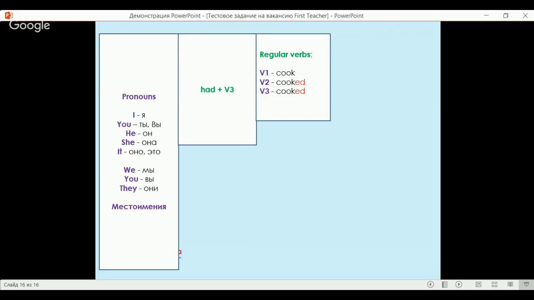Verb can be regular, for example, cook, cooked, cooked, or can be irregular. And you can find them in the list of irregular verbs. So it's very long, but we all know that not all verbs are used in speech. I think that you should learn just some of them that you use more frequently.